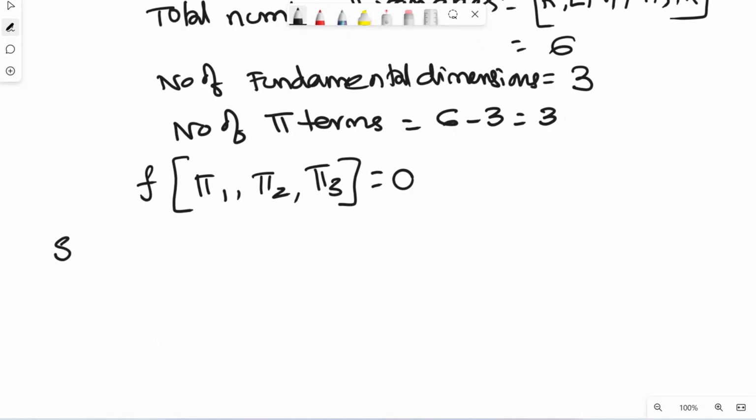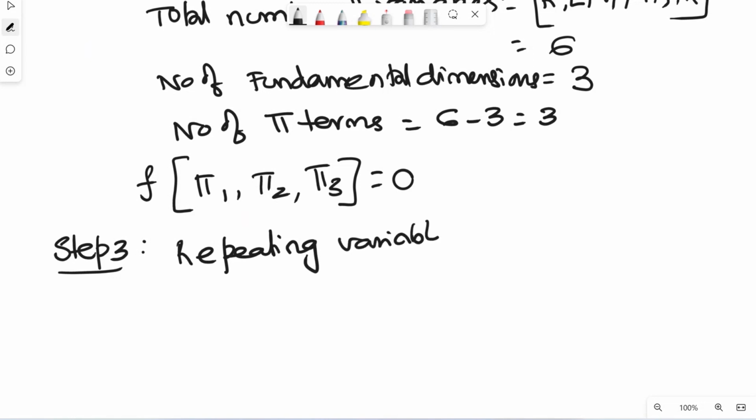Then let us go into step 3. What is step 3 for me? Now my job is actually to evaluate each pi term. Before going to evaluate each pi term, I have to choose repeating variables. How do I choose them? As I mentioned, one I want to take as geometric property. Out of all the properties, there is only one geometric property, that is L. And similarly, one kinematic property I want to take, that is basically V.